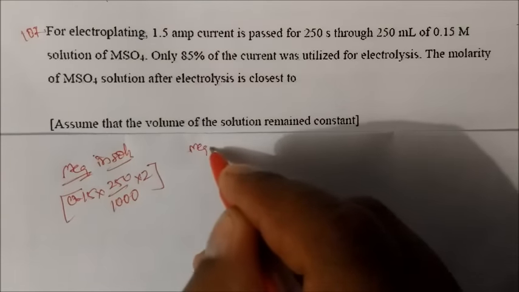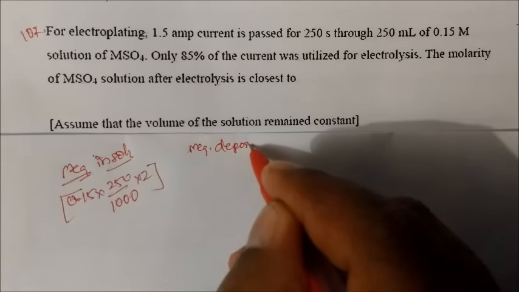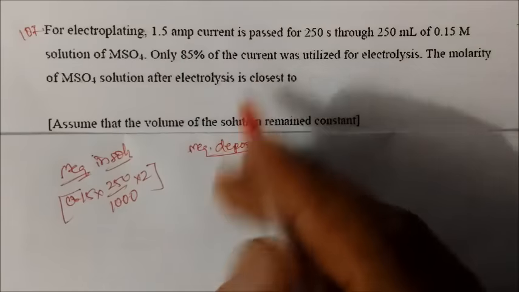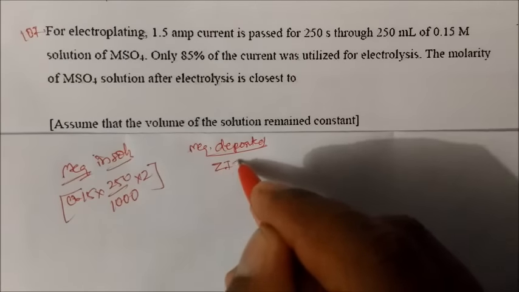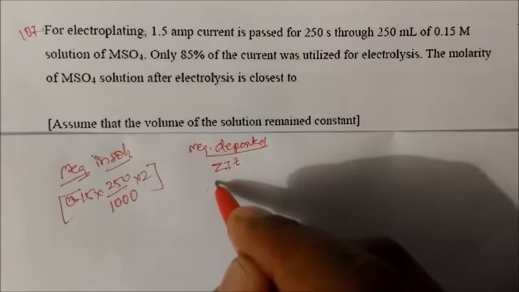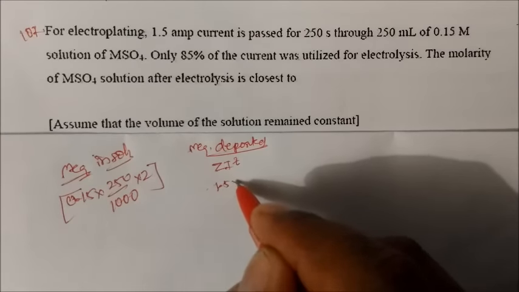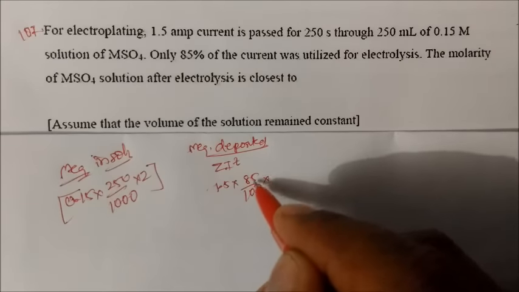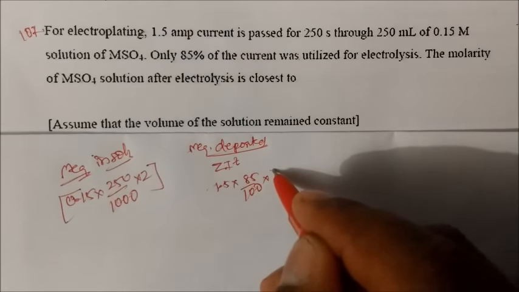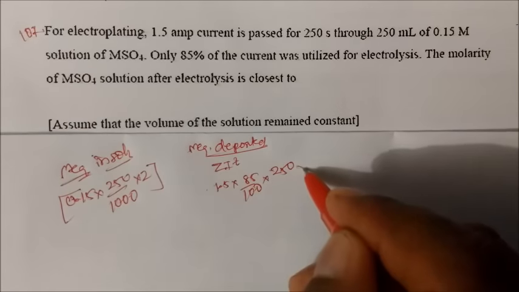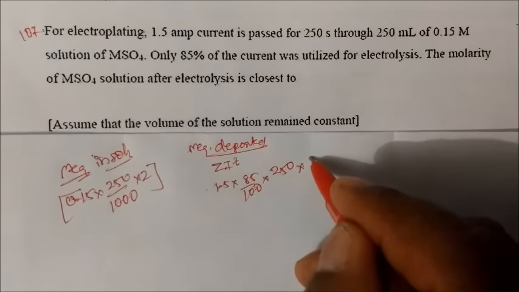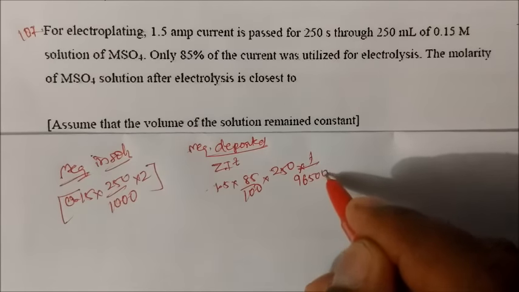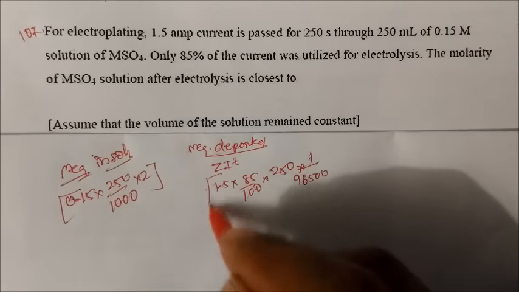Now the milliequivalent of metal deposited. So how much is deposited? We take the Z I T. So Z will be your equivalent weight divided by 96,500. The current passed is 1.5, and it is 85% of current passed, the I value is given, and the T value is given as 250 seconds. So this much is the whole value deposited.